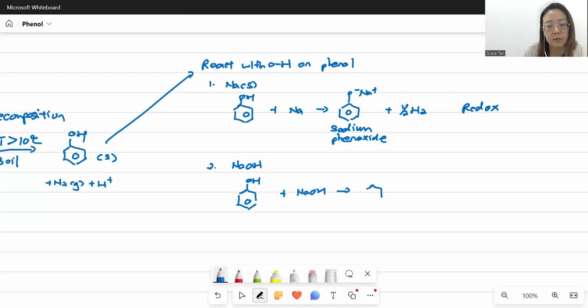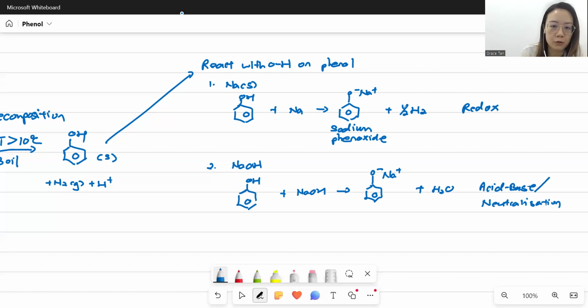Same thing, you will form sodium phenoxide and H2O. What is the type of reaction here? You can say acid-base, because one donated a proton and one accepted a proton, or it can be neutralization. Now, is there any observation for the first two? For the first one, reacting with sodium, you can see effervescence of hydrogen gas. For the second one, you will just see the solid dissolve, nothing comes out. So I'll just write solid dissolves, where the solid disappears, in terms of observation.